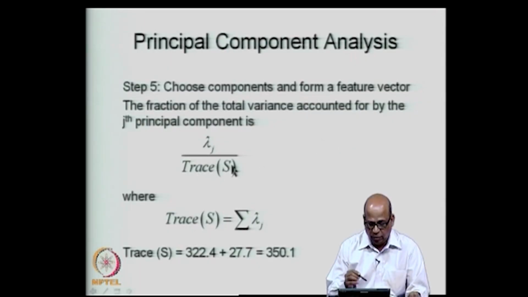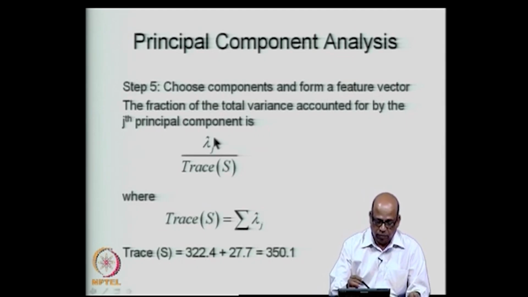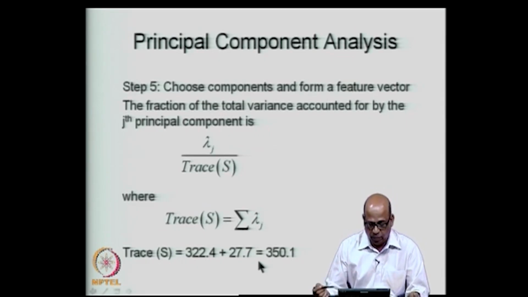We compute or calculate the trace of S, where trace of S is defined simply by the summation of lambda j's. You got the eigenvalues. So, add all the eigenvalues and that will define your trace of S. And the fraction of the total variance accounted for by the jth principal component is lambda j by trace S. Simply you get lambda j by trace S, that will give you the amount of variance that is explained by that particular principal component.